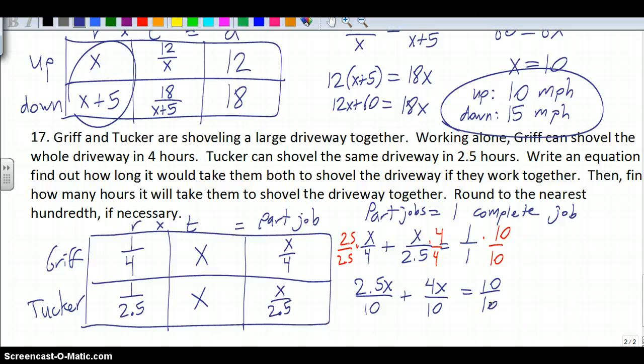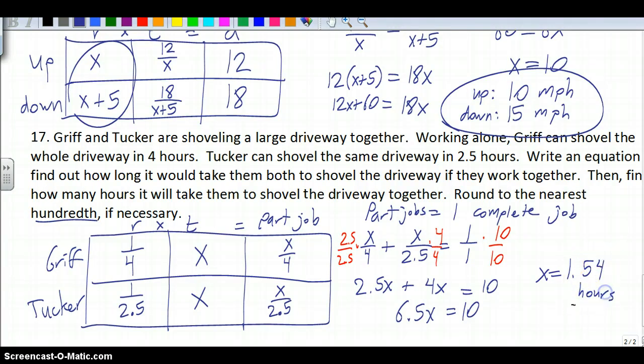And now, from there, you get rid of the denominators. So I'm going to go ahead and do that since I'm low on room here. Don't want to erase your problem there. 2.5x plus 4x equals 10. What's 2.5x plus 4x? Well, that's 6.5x equals 10. And then you just divide. So x equals whatever 10 divided by 6.5 is, which is 1.538. It says round to the nearest hundredth. That's 2 decimal places, so it would be 1.54.